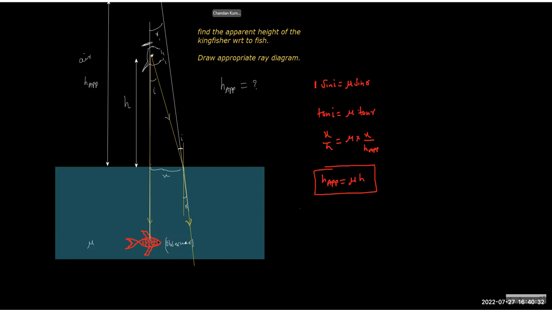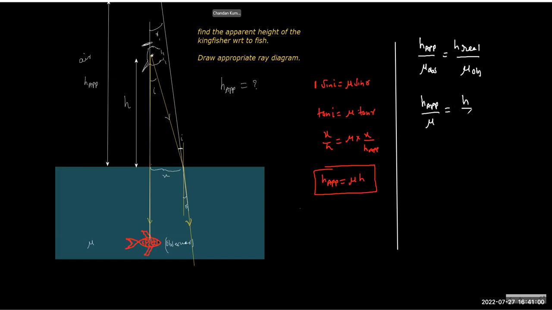Now, if you remember the formula which we derived, we derived that H apparent upon mu of observer equals H real upon mu of object. So apparent is from the denser medium, from water. So H apparent, and the mu of observer is mu only. H real is H, and mu of object is one. So this is the simplest way to remember.